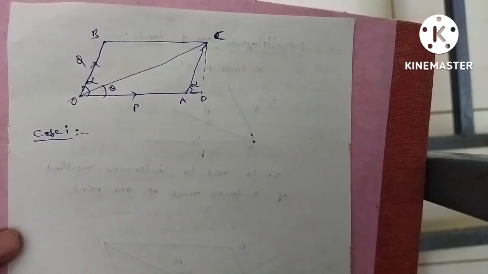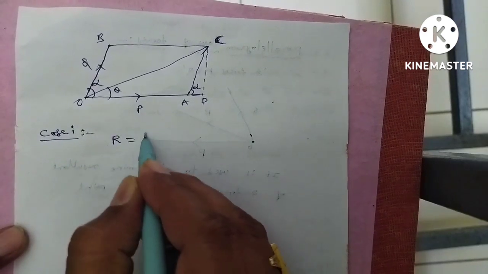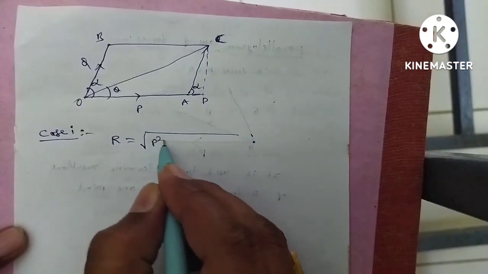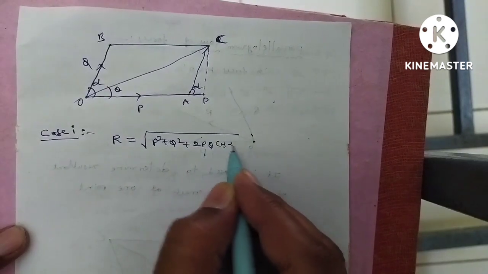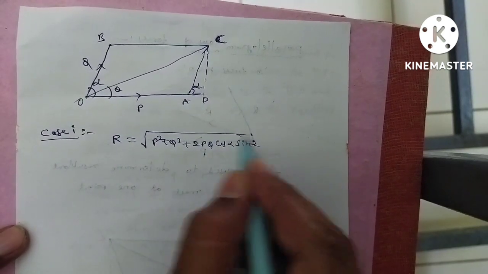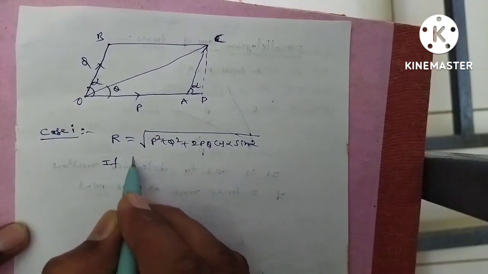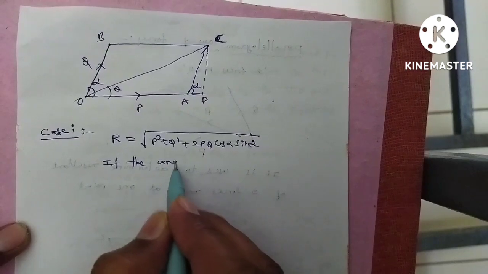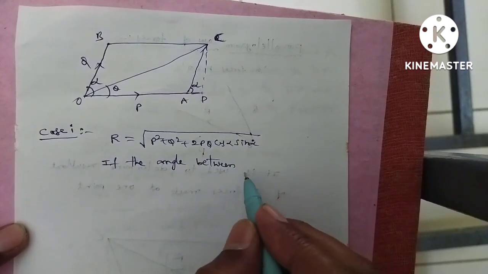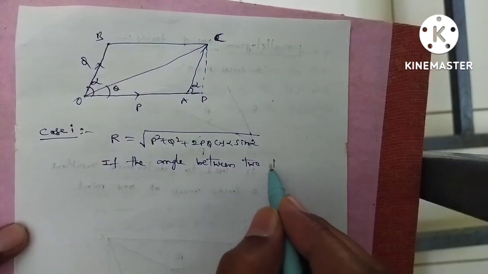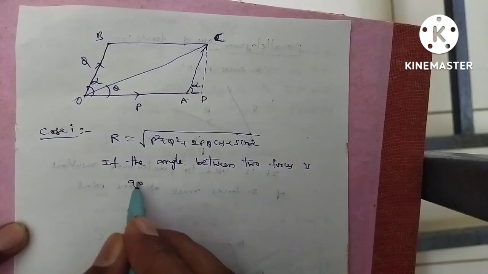So from this diagram, how to consider case 1? First, what is our resultant? R is equal to square root of p square plus q square plus 2pq cos alpha. So the first case is if the two forces are acting at right angles to each other, that is, the angle between two forces is 90 degrees. So that is alpha is equal to 90.